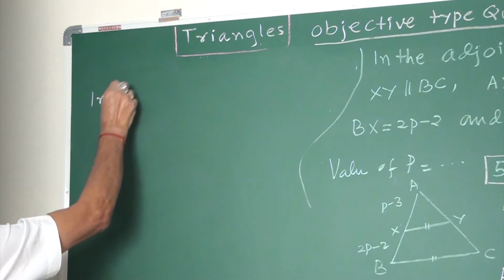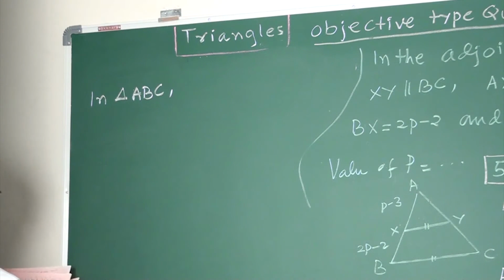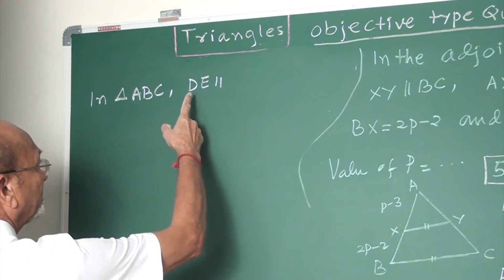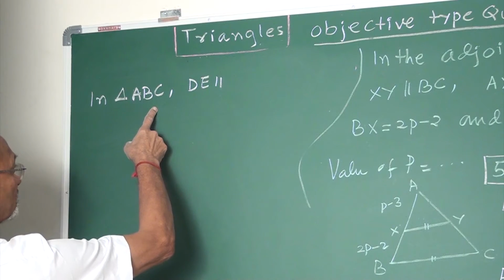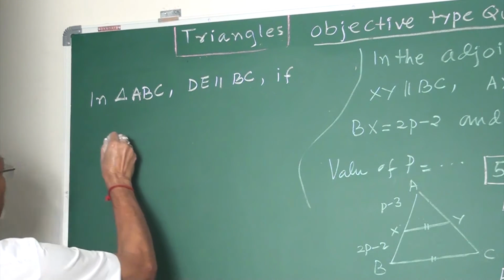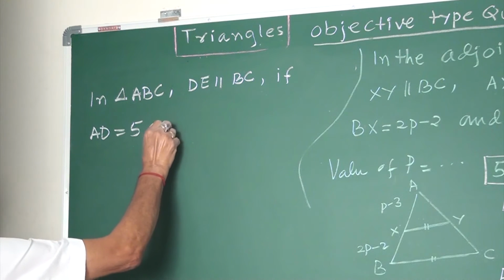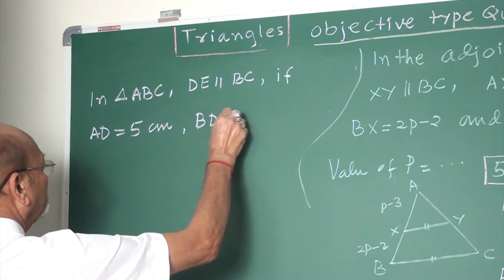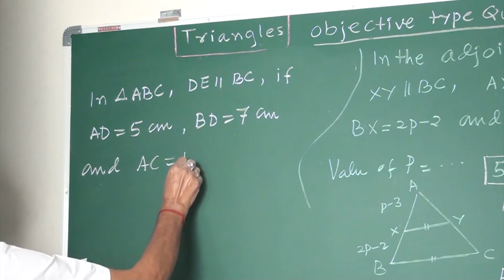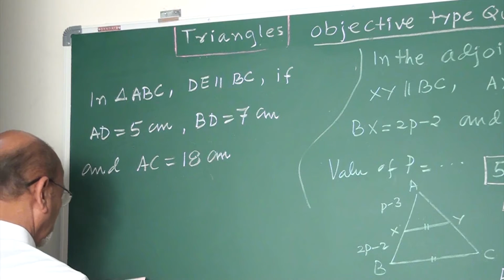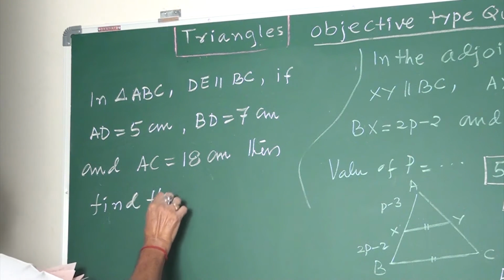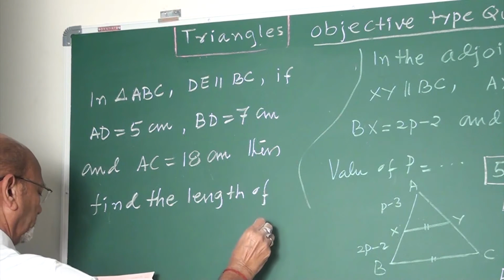In triangle ABC, DE parallel to BC. The figure is not given, my friends. See, in the earlier figure, it was explained. In this case, the figure is not given, it is explained in terms of mathematical words. DE parallel to BC. If AD equal to 5 cm, BD is 7 cm, and AC is 18 cm, then find the length of AE.